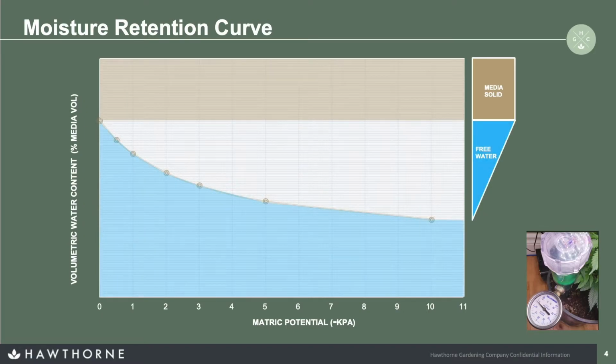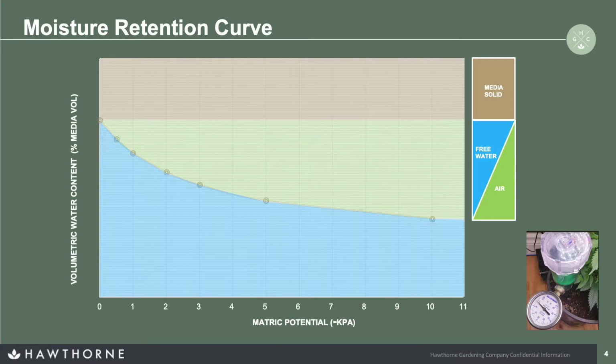In the meantime, that's a stable value. The lower portion of the curve represents the volume of the media that is filled up with water. So as we dry down, you see that the curve is going down, and as we go towards minus 10, there's less and less water available in the media. The top portion of the curve represents the aeration. So as the water dries down, there's more and more air in the media.